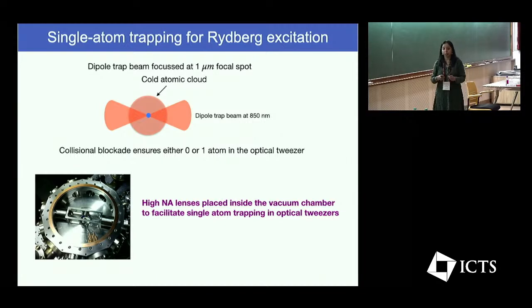The next step in this experiment is to trap a single, individual Rydberg atom in an optical tweezer. For this, we focus the laser beam to an extremely small focal point, like 1 micron. At such a small focal point, it will ensure that there is either 0 or 1 atom in the optical tweezer, because in such a small volume, if there are multiple atoms, they will collide and both of them will go out of the trap. So this small focal spot ensures that there is a single atom or 0 atoms in the optical tweezer. We have a lens inside the vacuum chamber to create that optical tweezer for single atom trapping.